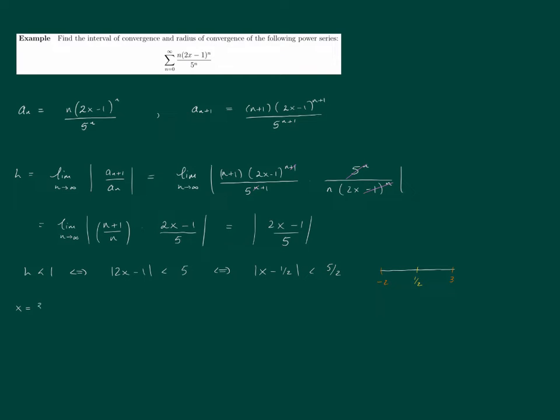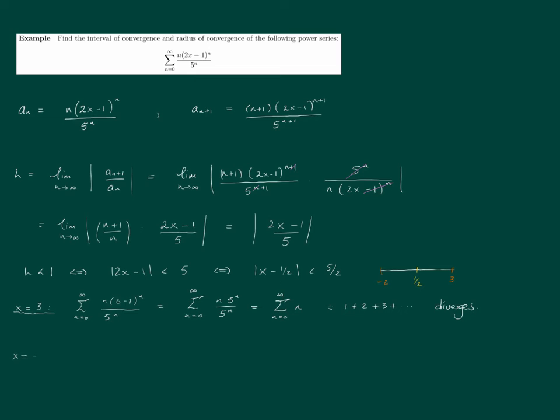So check the boundary cases. So x equals 3. This would be the sum from n equals 0 to infinity of, plug in 3, n times (6 minus 1)^n over 5^n, which equals the sum of, well, 6 minus 1 to the n is just 5^n, so to write that out, we'll have n times 5^n over 5^n. These 5^n's will cancel, and we'll just get the sum from n equals 0 to infinity of n, which is just 0 plus 1 plus 2 plus 3 and so on, which obviously diverges.